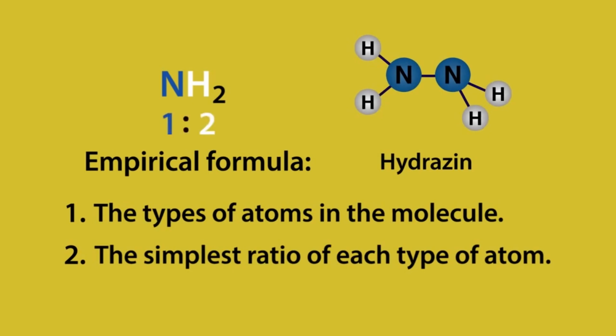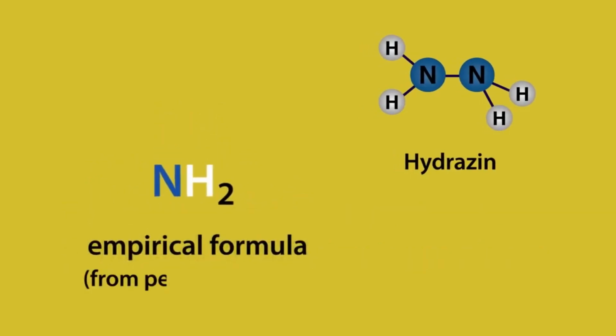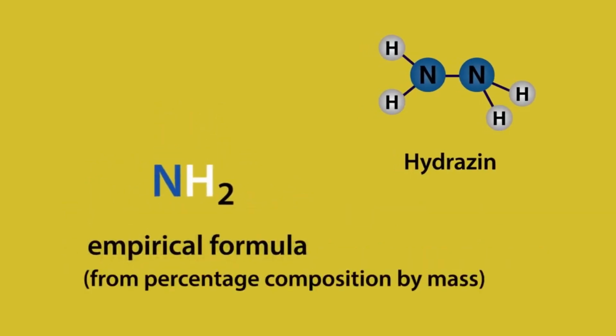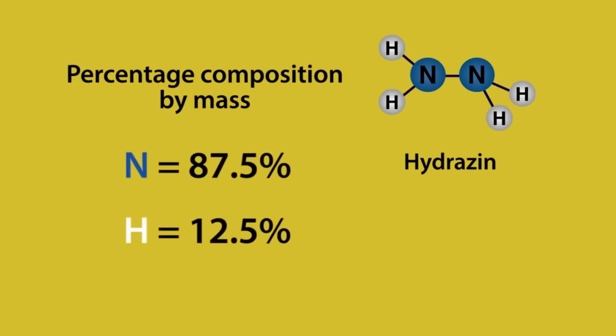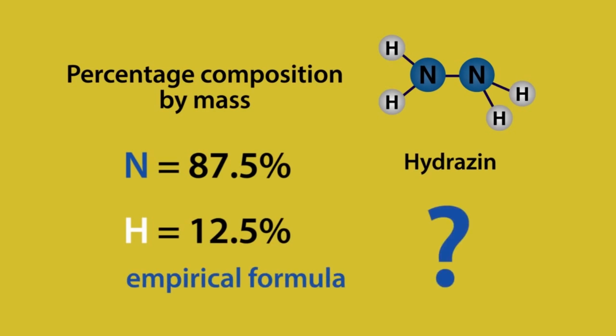The best way to find the empirical formula from percentage composition by mass is to go over a question. Upon analysis, the percentage composition by mass of a compound was found to be 87.5% nitrogen and 12.5% hydrogen. Now, calculate the empirical formula.